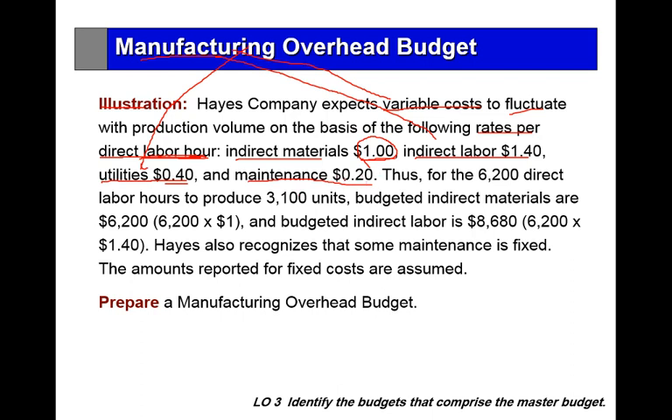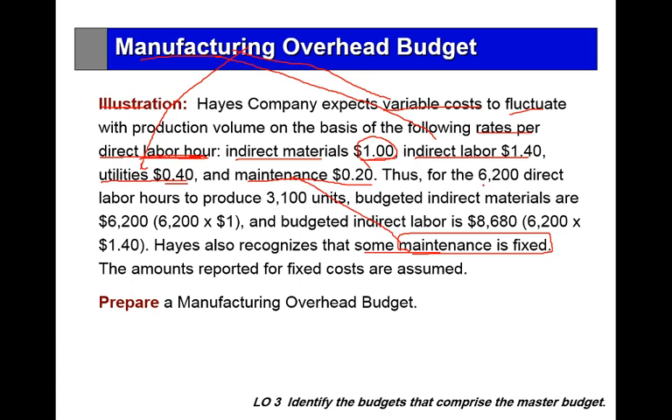We must note that maintenance is a component of manufacturing overhead that can be both variable and fixed. Some maintenance is fixed, which means maintenance is a mixed cost, because part of it is variable and the other part is fixed.